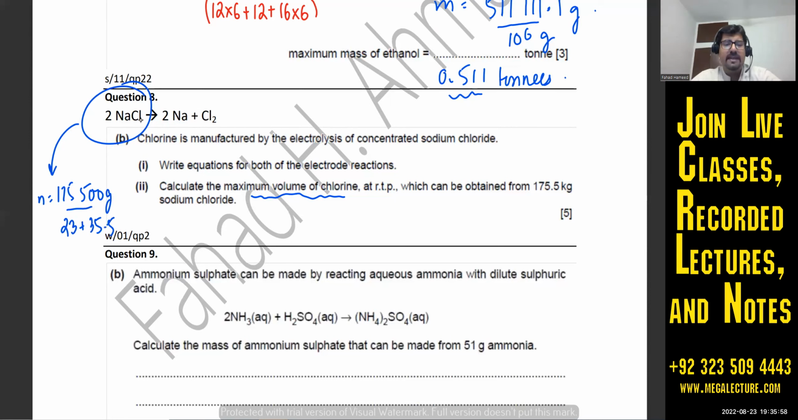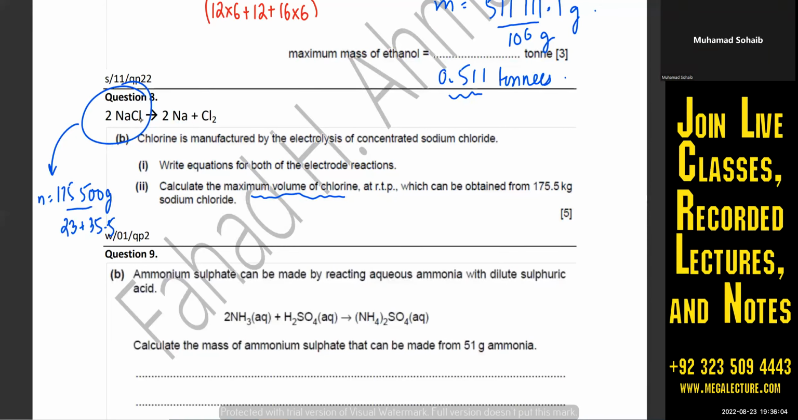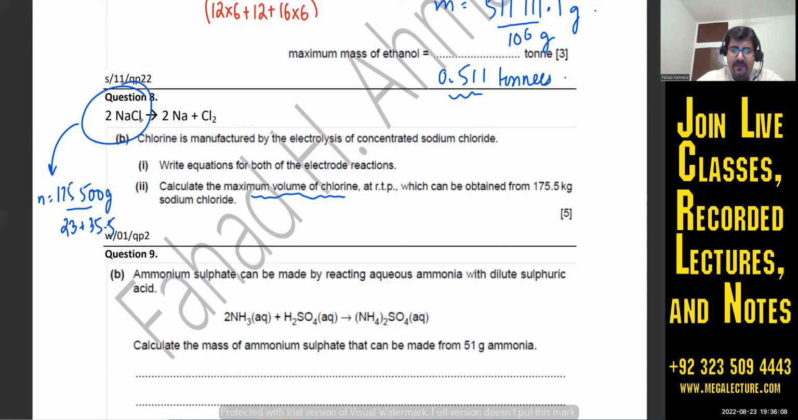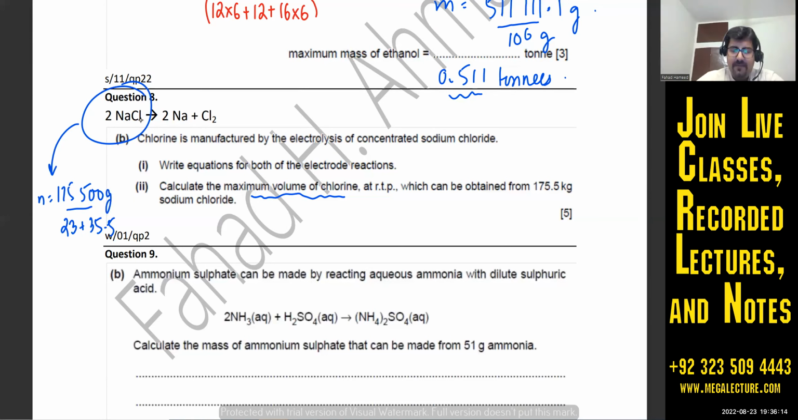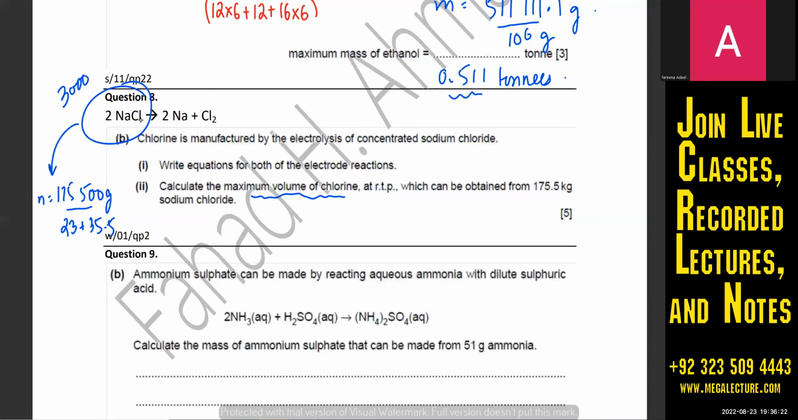So how many moles of NaCl were formed? 3000. Are you sure? 3,175? Oh, sorry, I forgot. Divided by 58.5. It's 3,000. Yeah, it is 3000. Okay, so you got 3,000 moles, right?